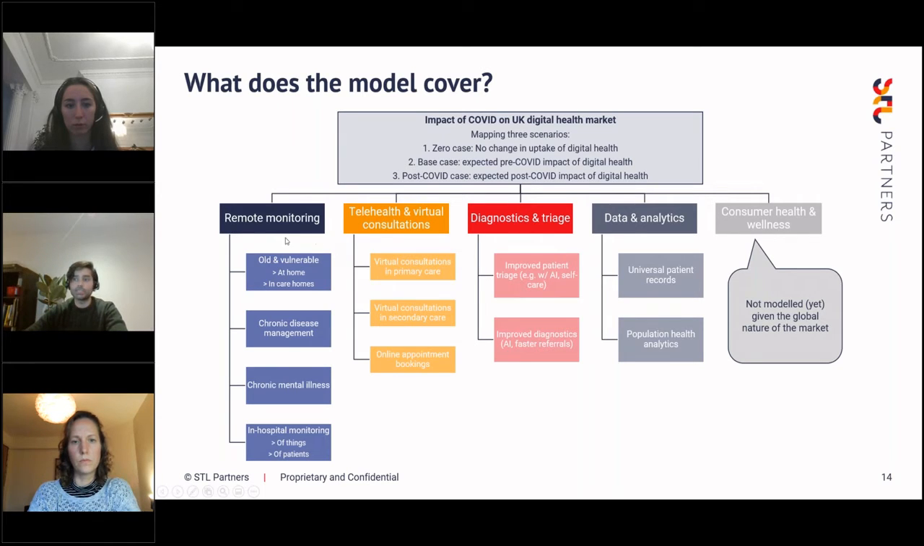In remote monitoring, we've looked at things like the old and vulnerable population in homes and care homes, those with chronic diseases, whether it's COPD, diabetes, or mental illnesses, and the actual in-hospital remote monitoring of patients or things, almost like an asset tracking, inventory management type use case. Within telehealth, of course, virtual consultations in both primary and secondary care, and the ability to book and manage appointments online. Within diagnostics and triage, looking at patient triage.